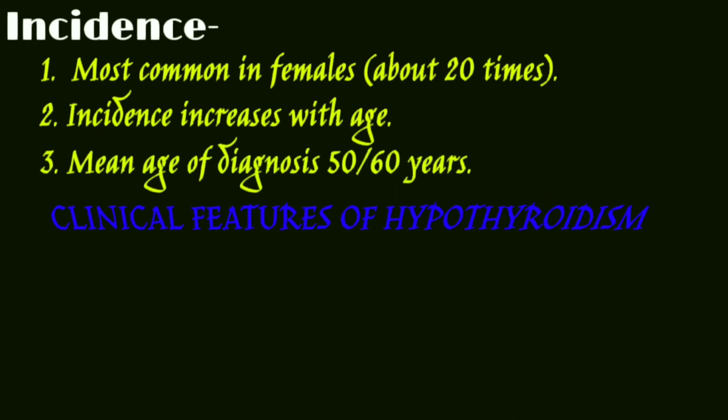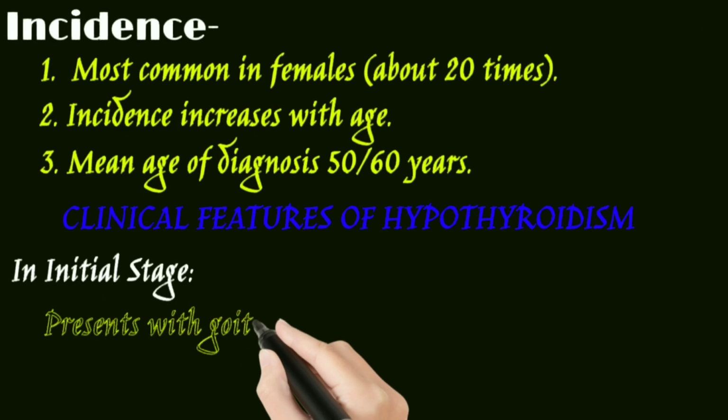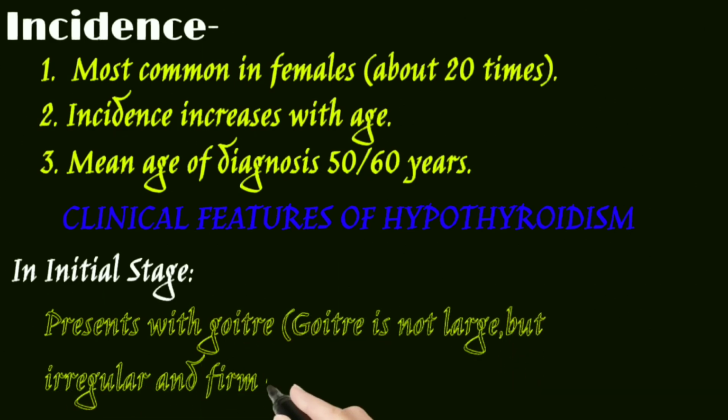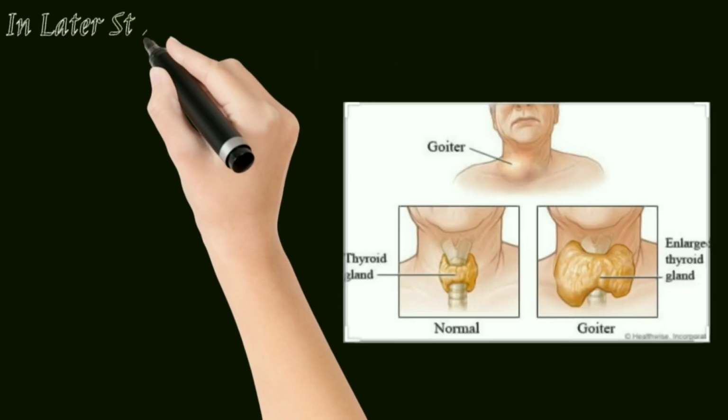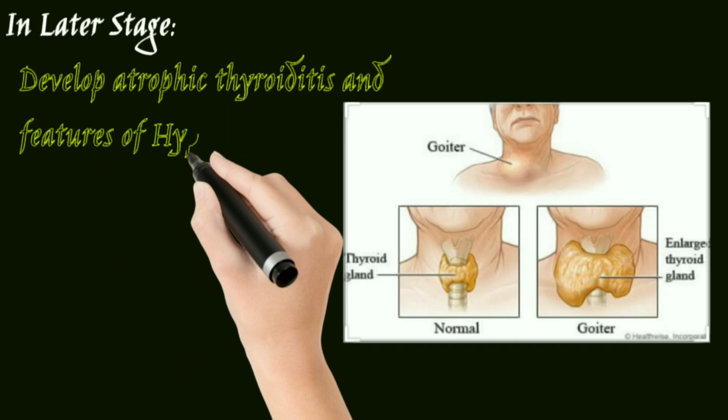Clinical features of hypothyroidism. In the initial stage, it presents with goiter. Here, the goiter is not large but irregular and firm. In a later stage, it develops atrophic thyroiditis and features of hypothyroidism.